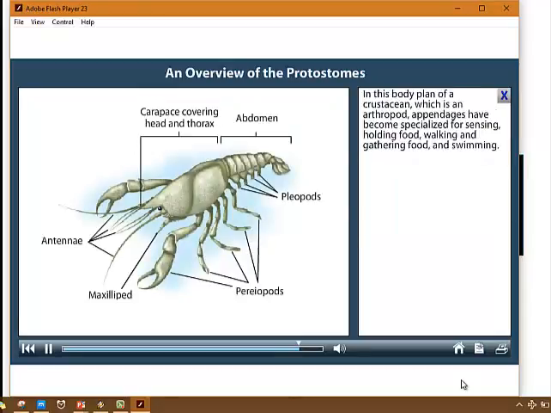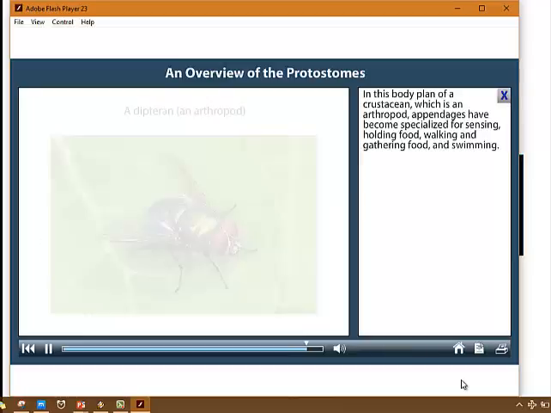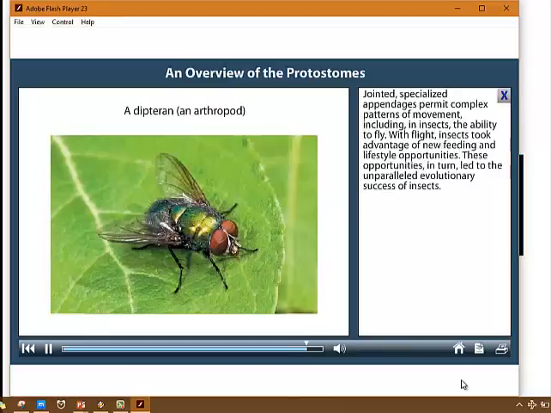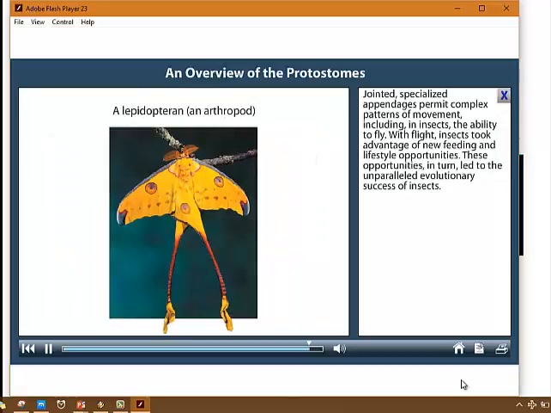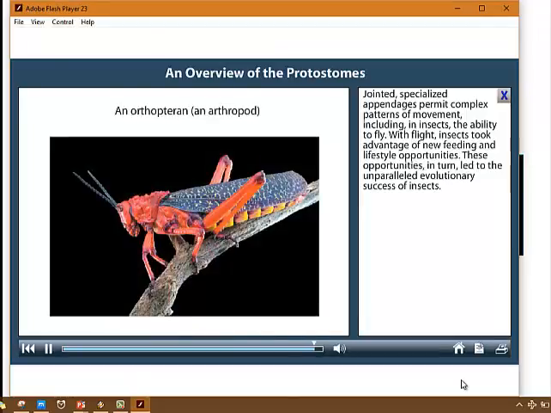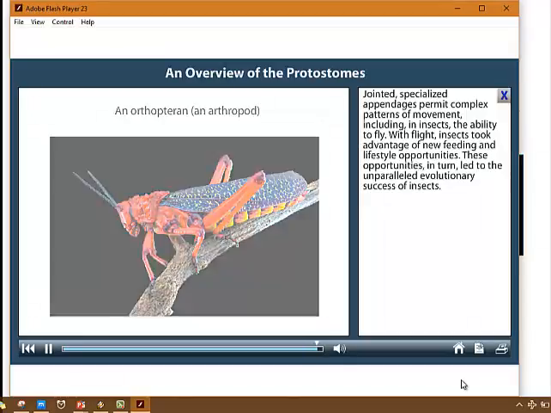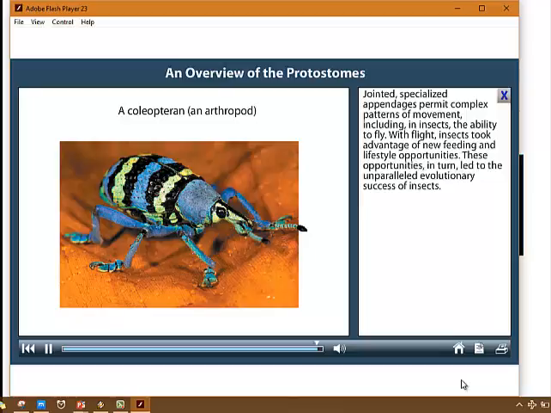In this body plan of a crustacean, which is an arthropod, appendages have become specialized for sensing, holding food, walking and gathering food, and swimming. Jointed specialized appendages permit complex patterns of movement, including, in insects, the ability to fly. With flight, insects took advantage of new feeding and lifestyle opportunities. These opportunities, in turn, led to the unparalleled evolutionary success of insects.